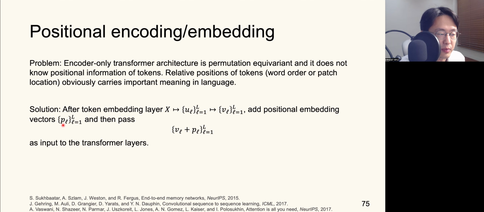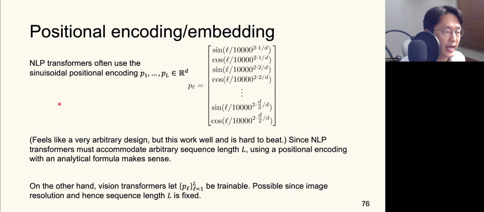Okay, so then what are these P vectors? We have these P vectors, P1 up to P big L, again big L being the length of our input sequence. NLP transformers often use these sinusoidal positional encodings defined in this way. This looks like a very arbitrary design. And this number 10,000 is actually quite important. It's tuned quite finely. If you change this number 10,000 to, let's say, something like 10, it just doesn't work. So this feels like a very arbitrary design, but it turns out for some reason this works pretty well, and it's actually quite hard to beat.